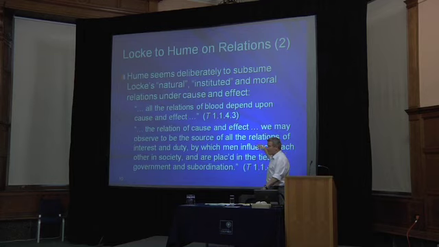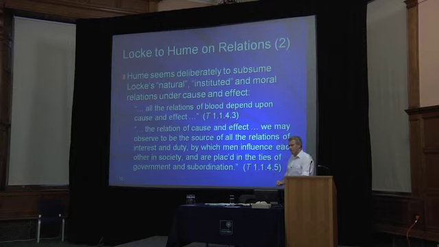And Kemp Smith gave us evidence that when Hume gives examples of things connected by the relation of cause and effect, he gives moral examples or things that are relevant to morals. But I'm suggesting, think of it a bit differently. Remember, Locke's category of relations includes a whole load of what he calls natural relations, blood relations, and instituted relations. And here we have Hume saying, all the relations of blood depend upon cause and effect. The relation of cause and effect we may observe to be the source of all the relations of interest and duty by which men influence each other in society and are placed in the ties of government and subordination.